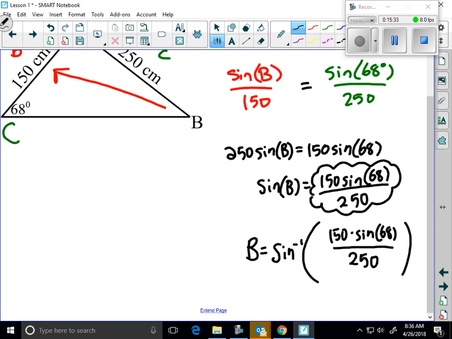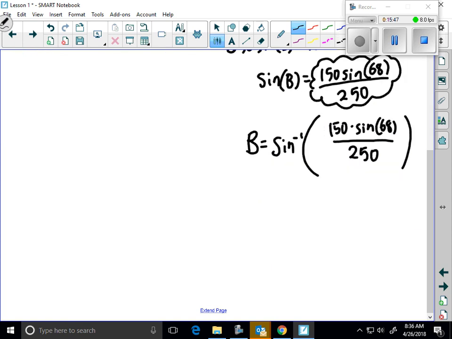Okay, this is your first attempt. Don't be surprised if you mess up how you type it in. It's fine. You just need to practice it. If you don't practice it, you're just not going to be good at it. So give it a try. Let's see what you get. I'm going to try it as well, and we'll find out what our measure of angle B would equal there.